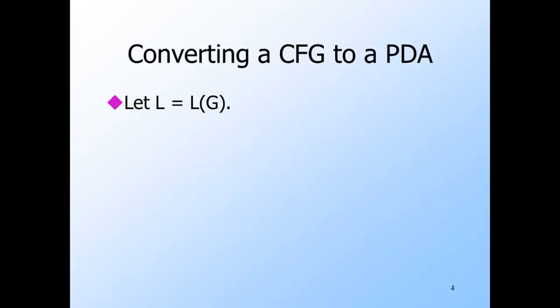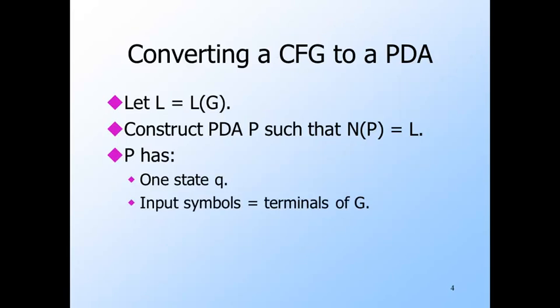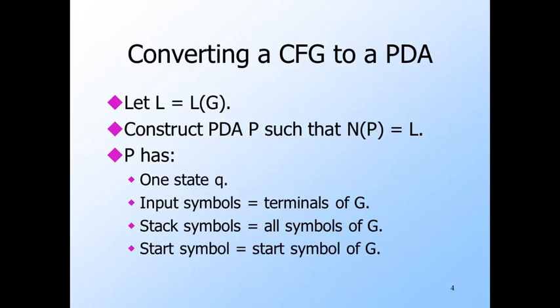Let's start with a language L that has a context-free grammar G. We'll convert grammar G to a PDA P that accepts L by empty stack, and if you want a PDA that accepts L by final state, we know how to convert to one of those. P will have only one state Q, that's all we need. Naturally, Q is the start state. There are no final states because we are accepting by empty stack. The input symbols of P are the terminals of G. The stack symbols of P are all the terminals and variables of G. And the start symbol of P is the start symbol of G.